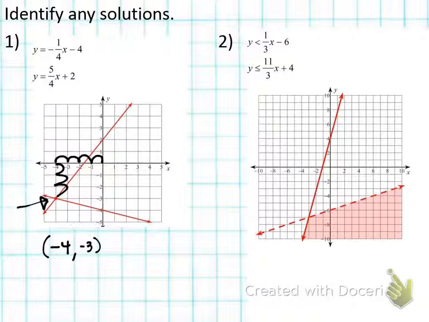Again, what did I do? I read the directions. This says identify any solutions. Found where the lines cross, that's where the answer is. Easy, right? You got that?